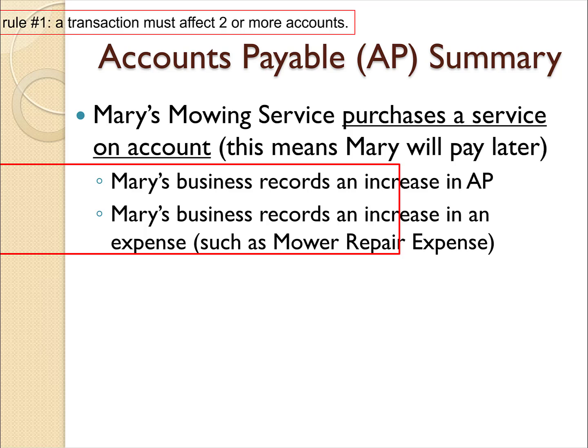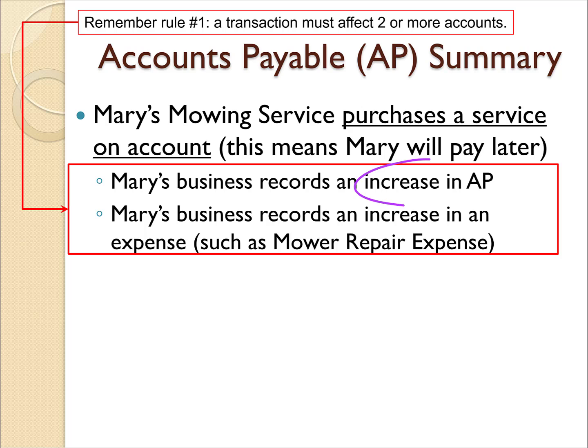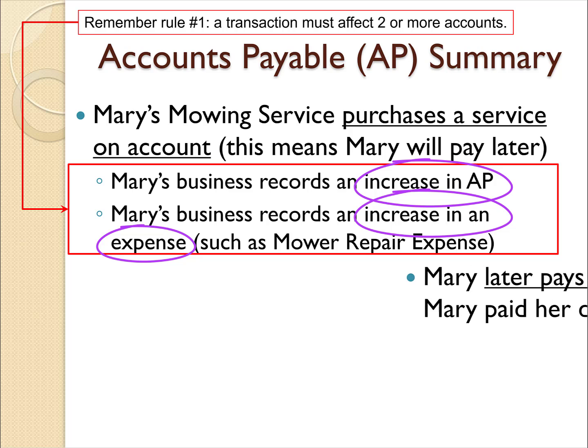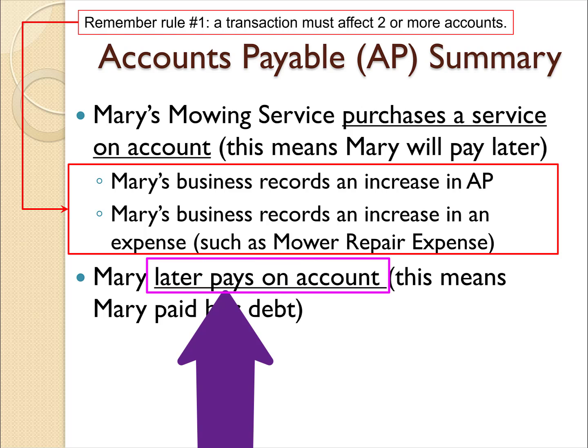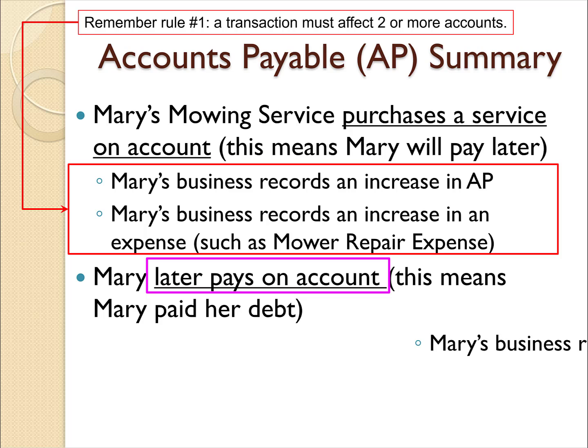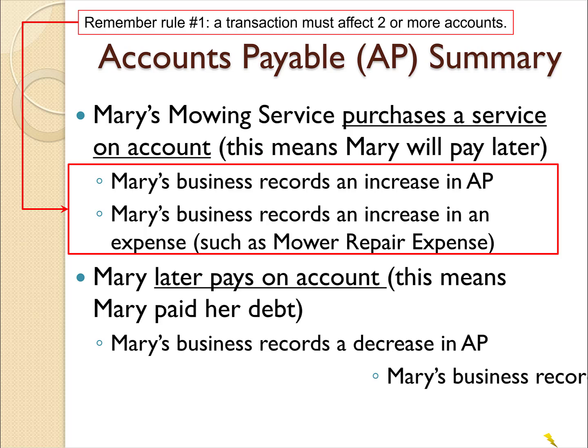So remember rule number 1. A transaction must affect 2 or more accounts. So we got 2 accounts being affected, an increase in accounts payable and an increase in mower repair expense. And then later, if the transaction in the homework says Mary later pays on account, this means Mary paid her debt. So that means her accounts payable would be decreased. And because she's paying her debt, cash would also decrease.